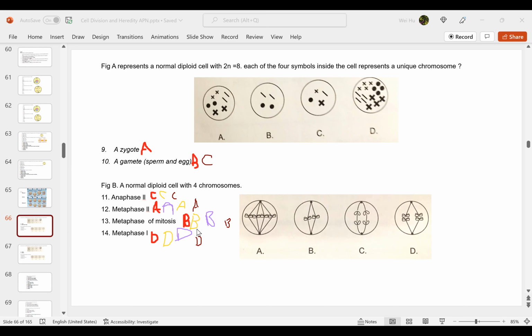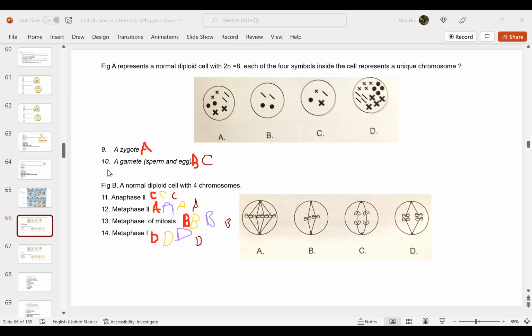Okay, so we have a problem with 9 and 10. I don't think you have a problem with 11 and 14. If you do, you have to do revision, okay? So let's start with this one.